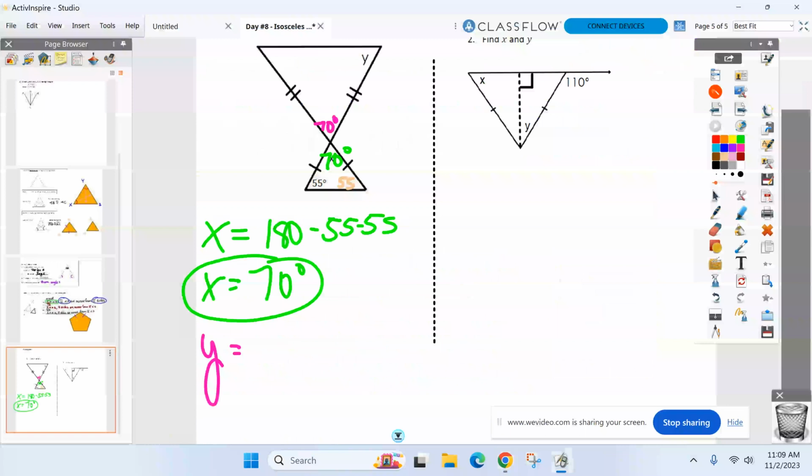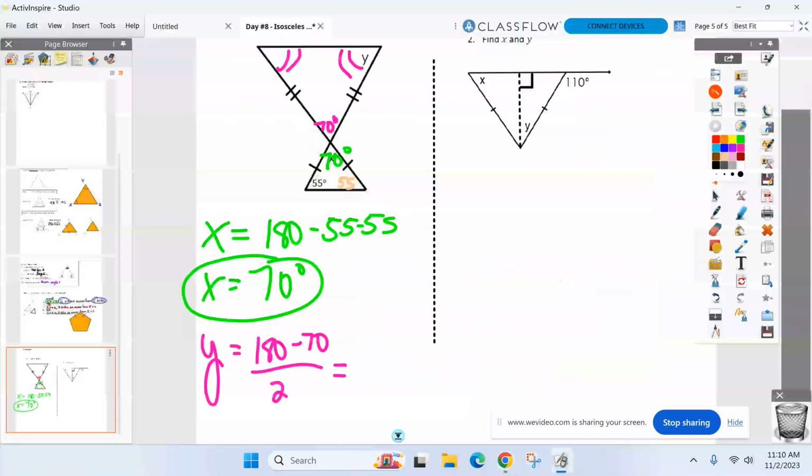Get me to angle y. You take 180 minus 70. Yep, that'll give me what's left over for both angles. And what do you know about the two angles that are left over? Yep, because they're across from the congruent sides. So divide that by 2. Everyone's good? And then how about angle y now?